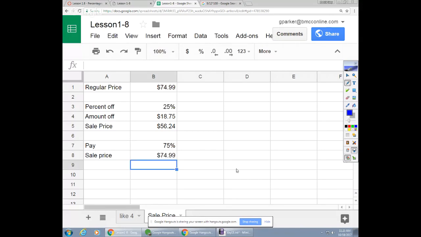And that's going to give me, what did I do wrong? Something wrong. I must have hit times. I forgot to hit times. Okay. Try that again. Equals times, there we go. And then I get the same amount I had before, 56.24. So a couple of different ways to look at it.